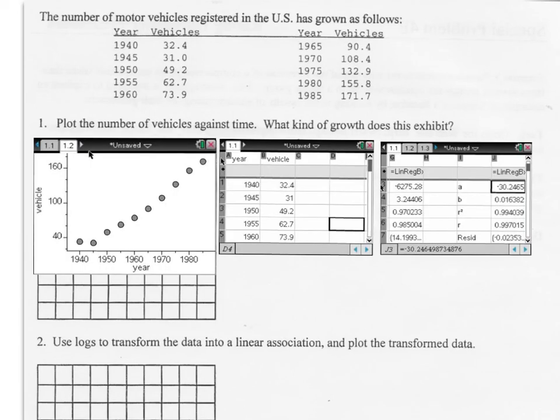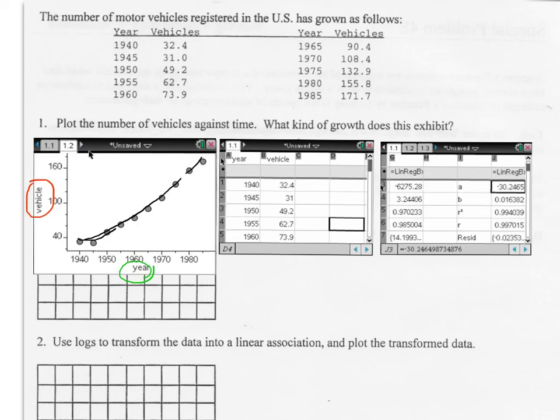Alright, I've used the TI Inspire to go ahead and plot the data, and remember that year explains vehicle, so year was my explanatory, and the vehicle is my response variable, hence the year goes on the x-axis and the vehicle goes on the y-axis. And when we take a look at our scatter plot, it kind of looks like it could be exponential.